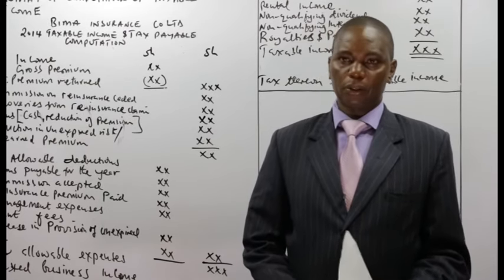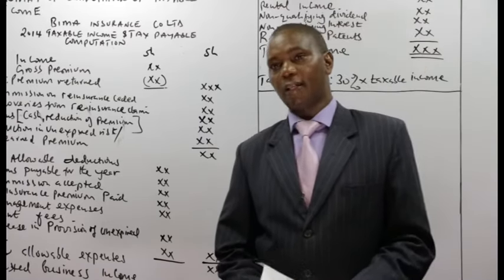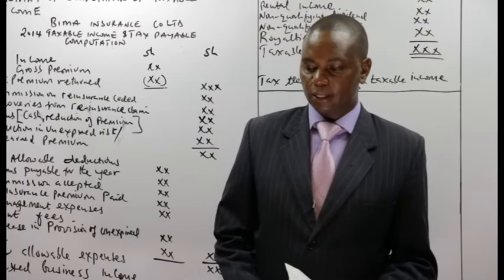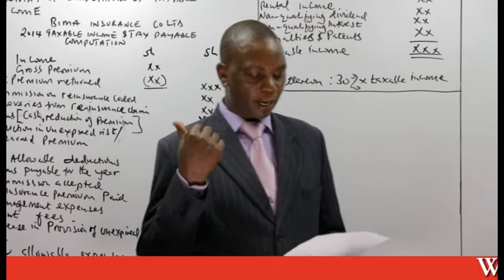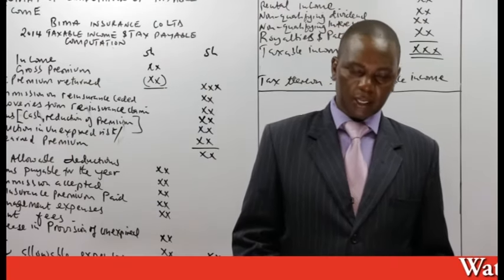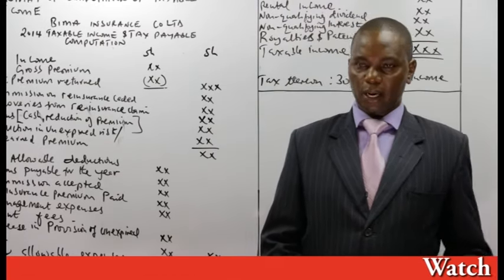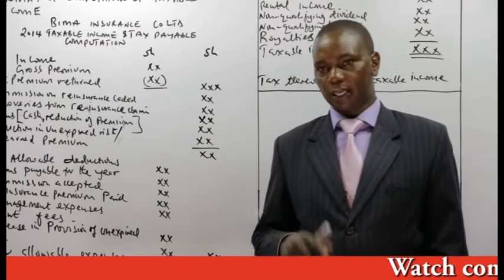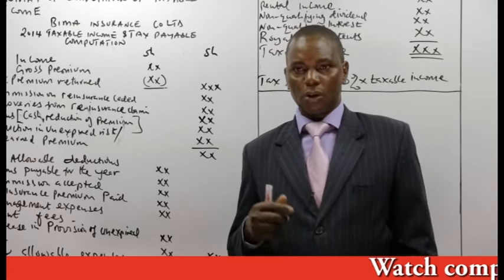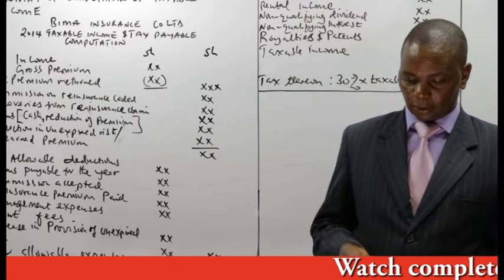We have purchase of motor vehicle. The purchase of motor vehicle is capital expenditure, and we generally say capital expenditure is not an allowable expense. Remember our list of non-allowable deductions: capital expenditure on the purchase of fixed assets is not allowable. In this case, the purchase of motor vehicle is not allowable. Instead, the motor vehicle will be granted wear and tear allowance in class 4.